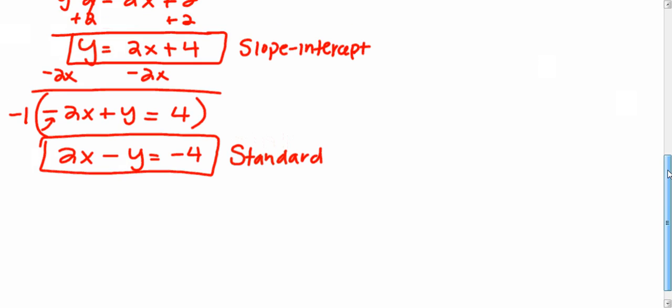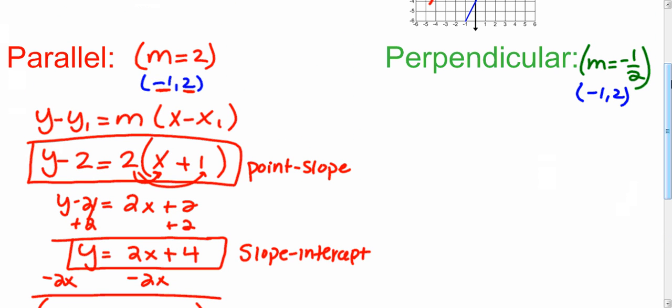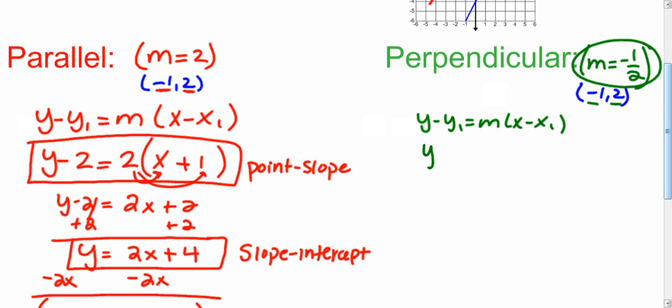And now we're going to repeat the same process over here with perpendicular lines, okay? So same thing, you're still going to plug things into y minus y1 equals m times x minus x1. Notice your y1 and your x1 are still the same. It's -1 and 2. The only thing that's different is your slope. Your slope now for this one is -1/2, okay? So I will have y minus 2 equals my slope, which is -1/2, times x minus -1, which becomes +1.